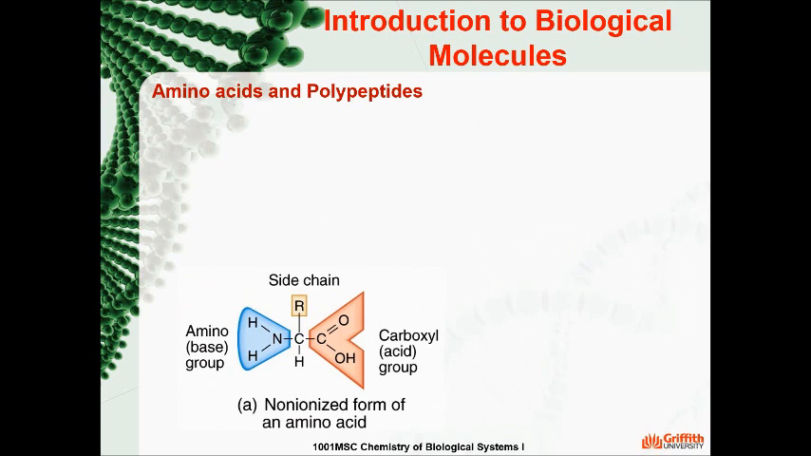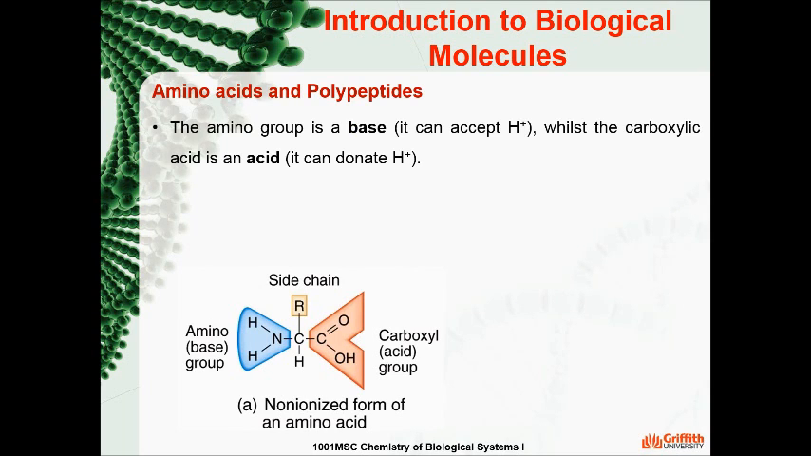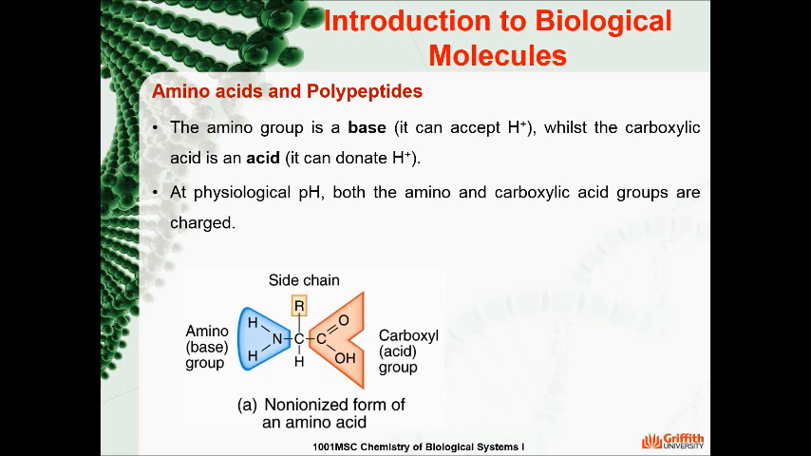The amino group has a basic property, so it can accept a proton. The carboxylic acid group has acidic properties, so it can donate a proton. Therefore, the generic structure of the amino acid can be written as a doubly ionized form, which means that the carboxylic acid group donated the proton to the amino group.